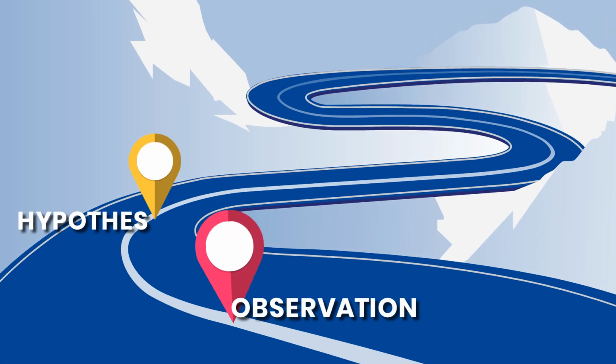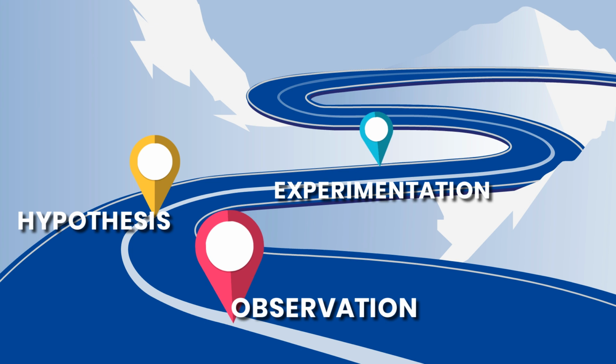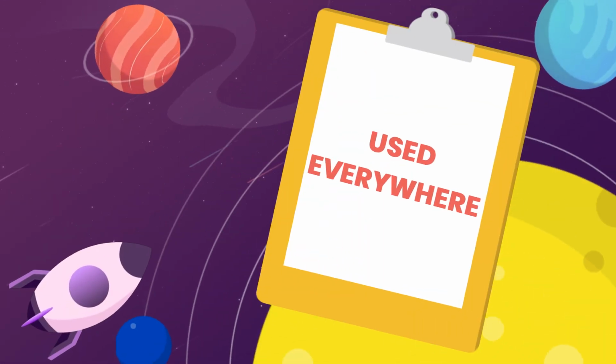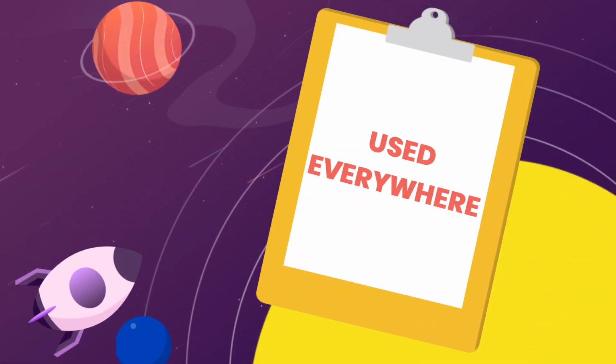Let's recap the steps. Observation, hypothesis, experimentation, analysis, replication, peer review. It's not just for labs. This method is used everywhere from space research to climate studies, medicine, and even technology.